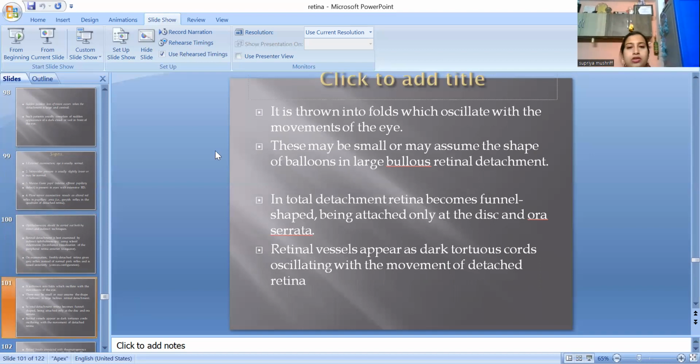Now, in rhegmatogenous RD, the retina is thrown into folds which oscillate with the movements of the eye. These may be small or may assume the shape of balloons in large bullous RD. In total RD, the retina becomes funnel shaped, being attached only at the disc and ora serrata. Retinal vessels appear as dark tortuous structures oscillating with the movement of the detached retina.